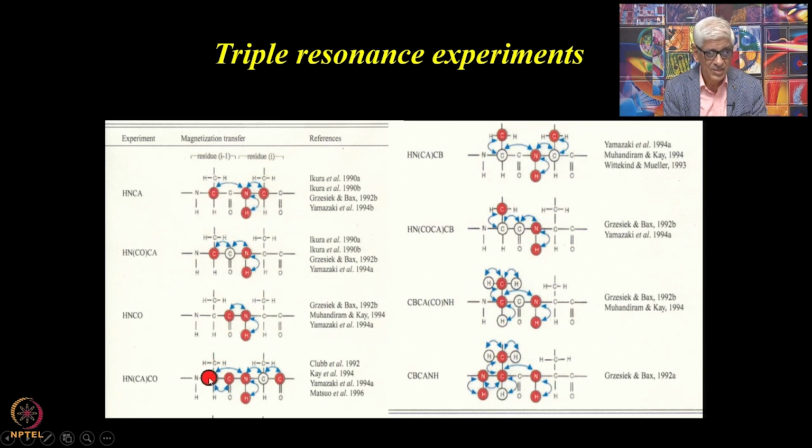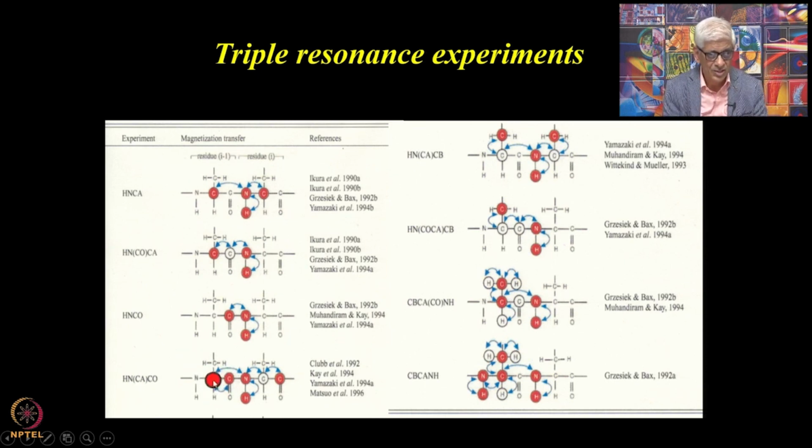Now what do we do from the C alpha? From the C alpha we transfer partly to this nitrogen and partly to this carbonyl, and now we put the red label on this carbonyl. We are not putting the red label on the C alpha as we did in this particular case.